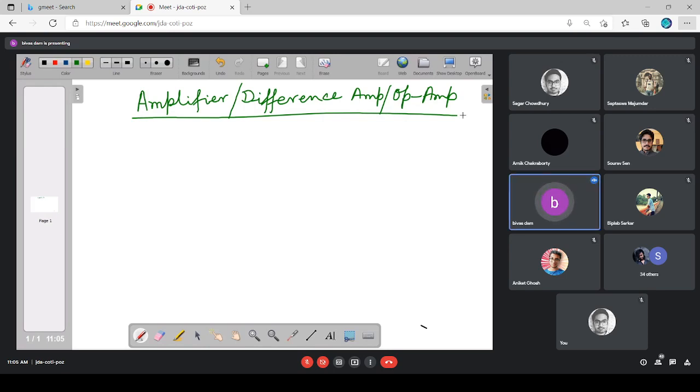Let's start with amplifier. I think you are quite accustomed to this term. By the way, what is an amplifier? Sir, input device that maximizes a signal. Your definition is a bit wrong because it cannot be maximized. It increases its amplitude, its intensity. Yeah, fine.